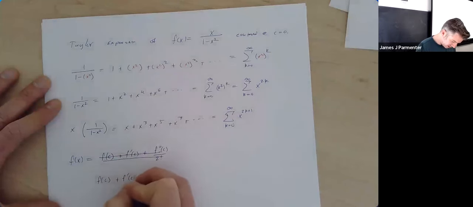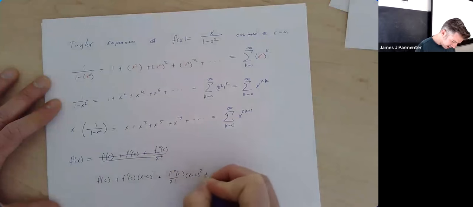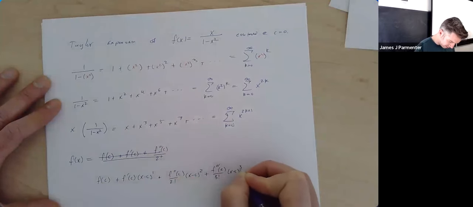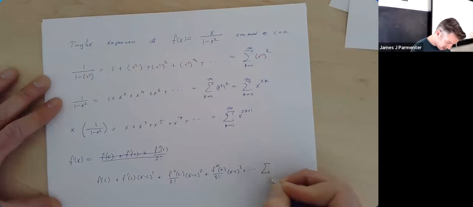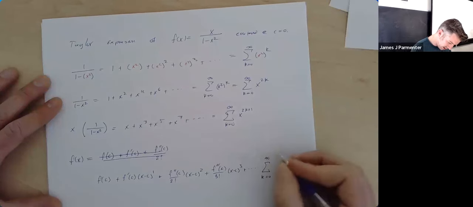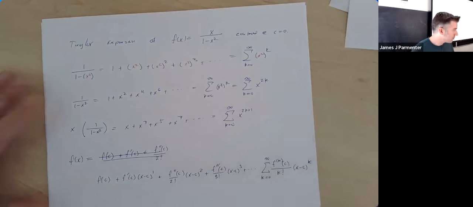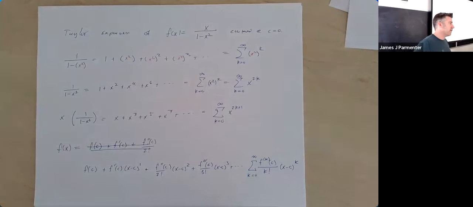It's f prime of your center times x minus your center to the first, plus f double prime of your center over 2 factorial times x minus your center squared. And it just keeps going this way. You do the next derivative at the center, you divide by the next factorial, you multiply by x minus c to the next power. That's your formula, which we often write as a summation: the sum from k equals 0 to infinity of the kth derivative at your center over k factorial times x minus your center to the kth power. But again, I'm trying my hardest to not use that formula unless I have to.